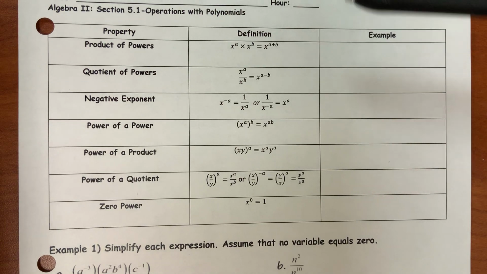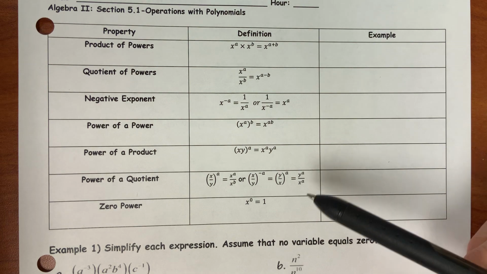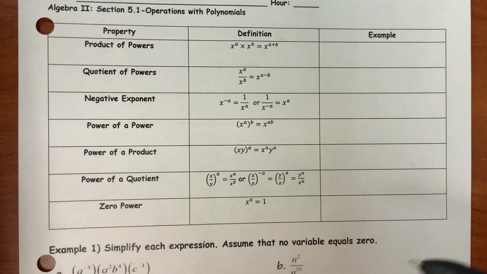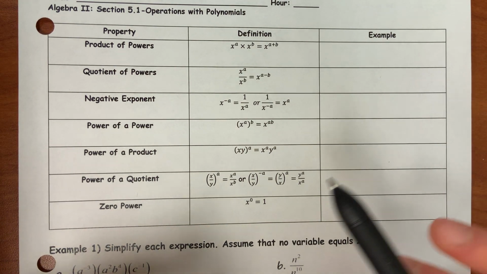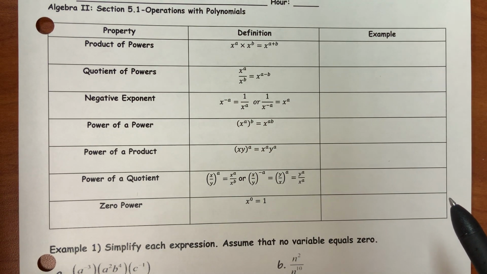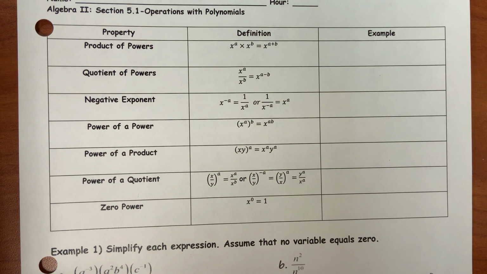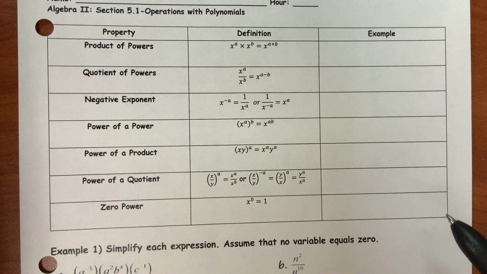Guys, we're going to dive right in here to chapter 5.1, operations of polynomials, and our goal today is to be able to simplify expressions. And when I talk about simplifying expressions, what I mean is getting rid of parentheses and getting rid of negative exponents. That's super important so that when we're simplifying expressions it's easier for us to do and we can see the relationship between different numbers and different exponents.